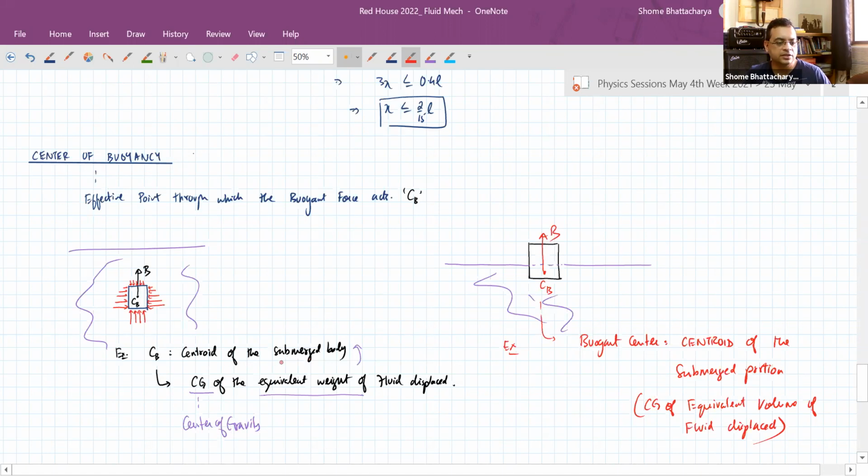So in this case, it is the centroid of the full body only because it's submerged. Whereas in the second case where it's partially submerged, it is the centroid of the submerged portion of the body. Is it clear now how we'll find the center of buoyancy?